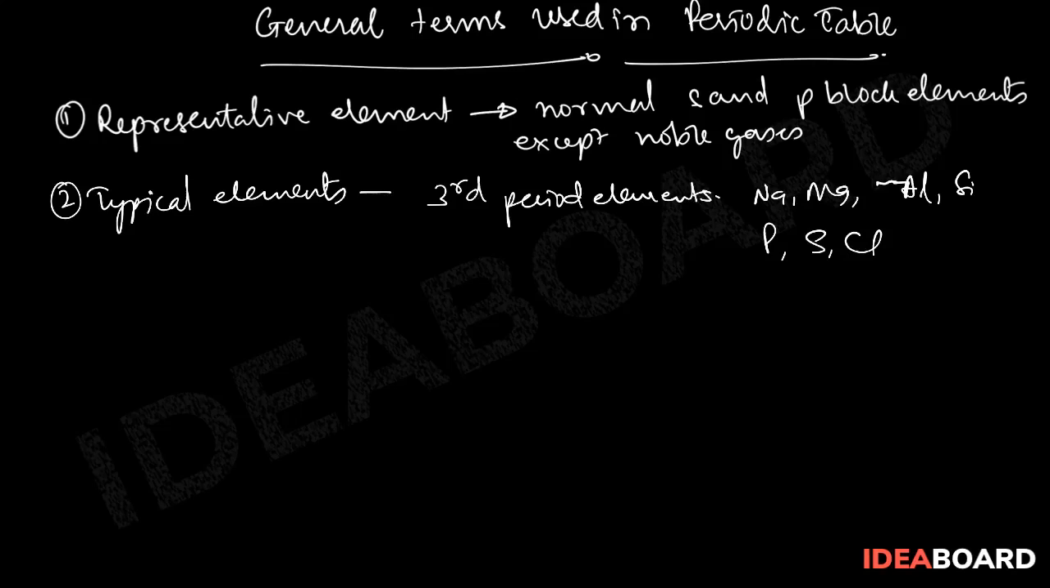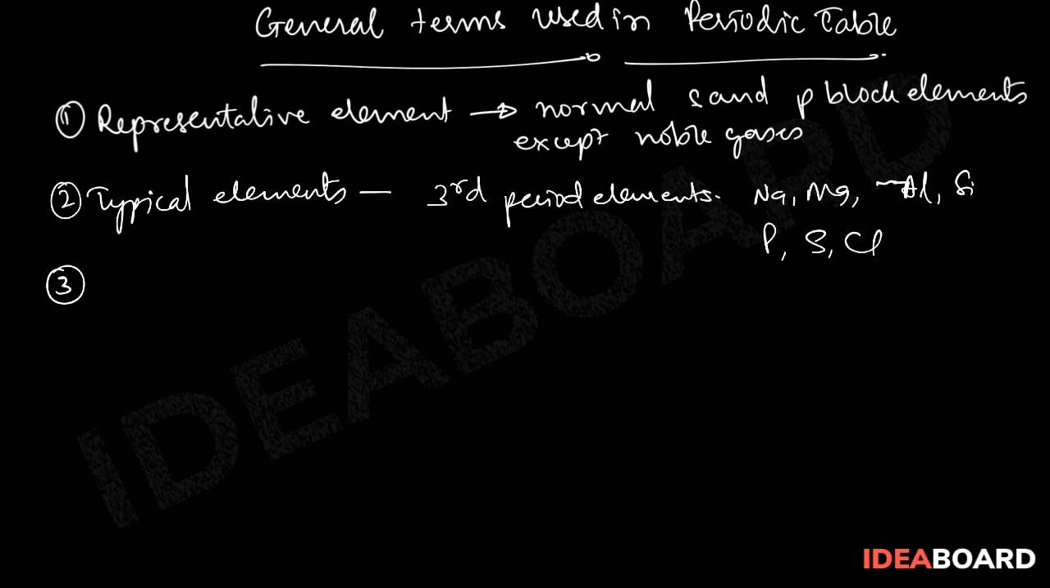which they belong. We could have considered second period elements as typical elements, but we don't because they have high electronegativity and small size, and they most often show exceptional properties or anomalous behavior. So they cannot be typical elements.